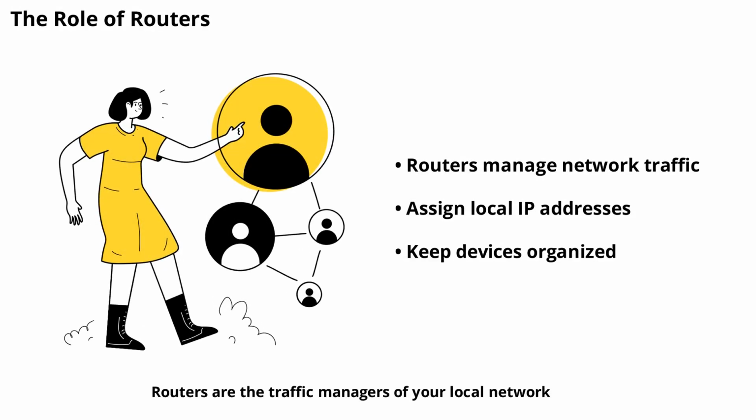Routers are the traffic managers of your local network. They direct data between your devices and the internet, ensuring that information gets to the right place. When you connect to Wi-Fi, your device sends a request to the router, which then forwards it to your internet provider. The router also assigns local IP addresses to each device, helping keep everything organized and secure within your network.